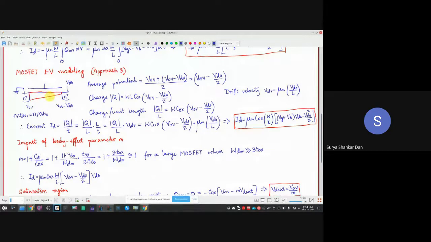Someone commented on the depletion, no? We will see later that the depletion charge, the depletion region, will be more on the drain side than the source side. Why?